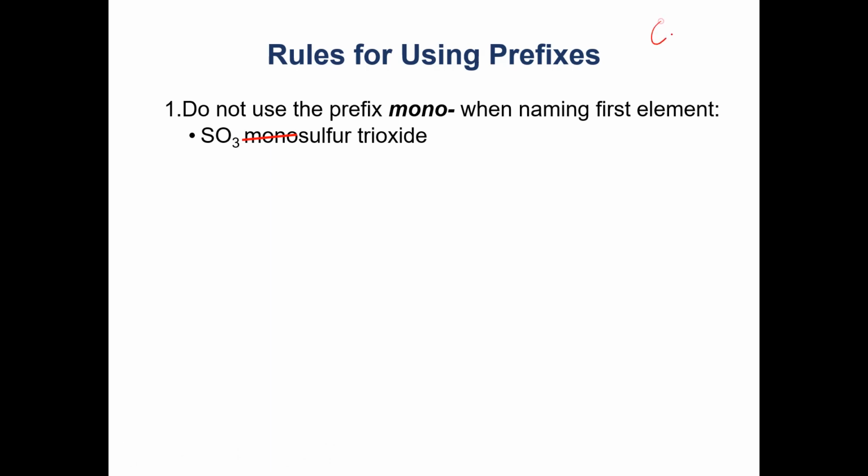Now, if we have something like CO, we would not call this monocarbon monoxide, but we call it carbon monoxide. We do keep mono for the second element, just not for the first.